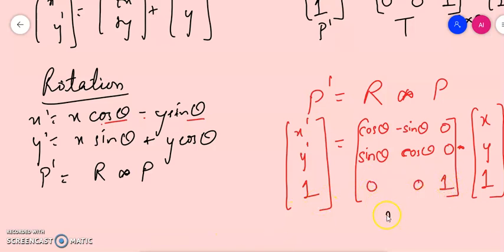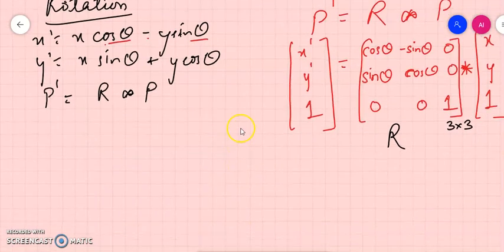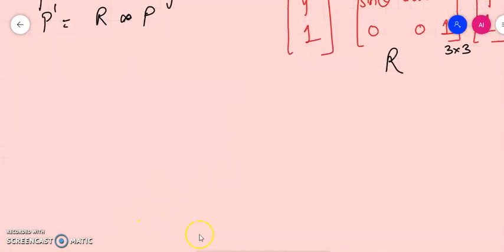Okay, so now I have my rotation matrix, that is with size 3 cross 3, and the operation that we are doing is multiplication. Now we move on to our third transformation, and that's nothing but scaling.